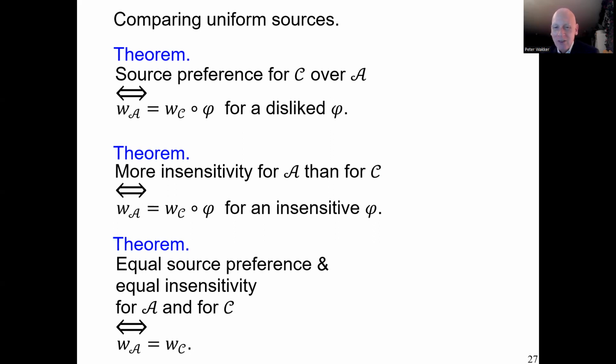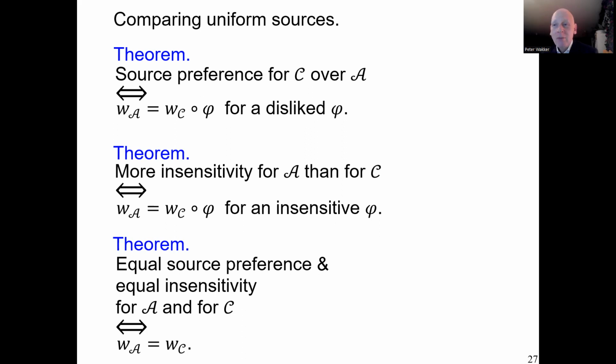We can apply this to the special case of ambiguity. Ambiguity is simply how much an uncertain source differs from known probabilities. So if for source C we take the risky source, then this theorem shows how the source A deviates from the risky source, so the ambiguity attitude of the source. That's roughly what you capture here.